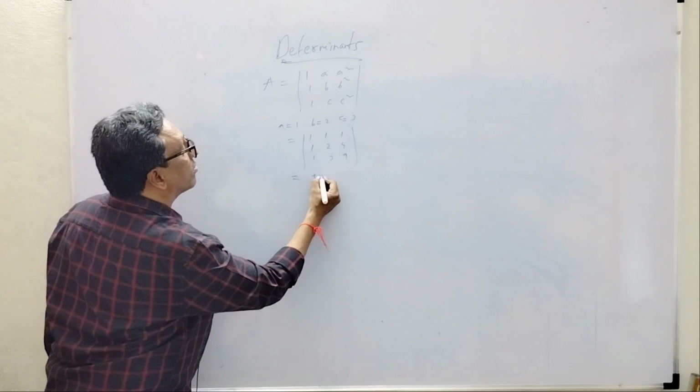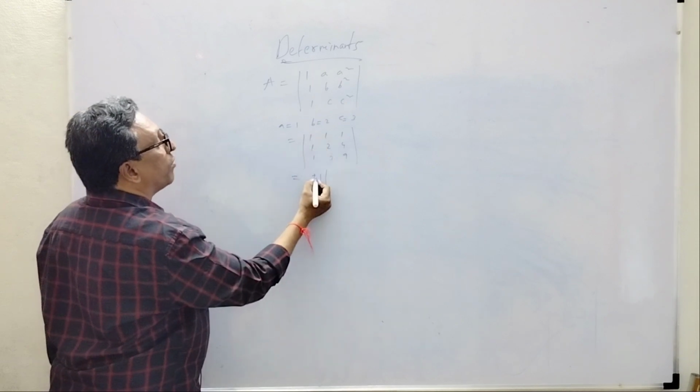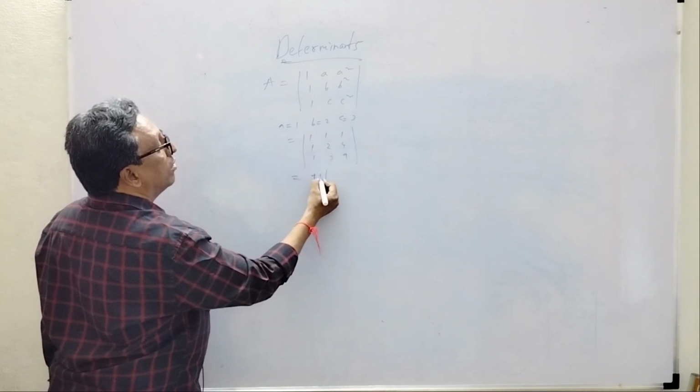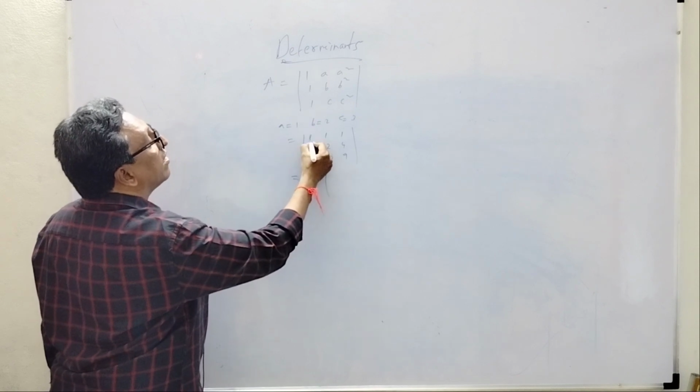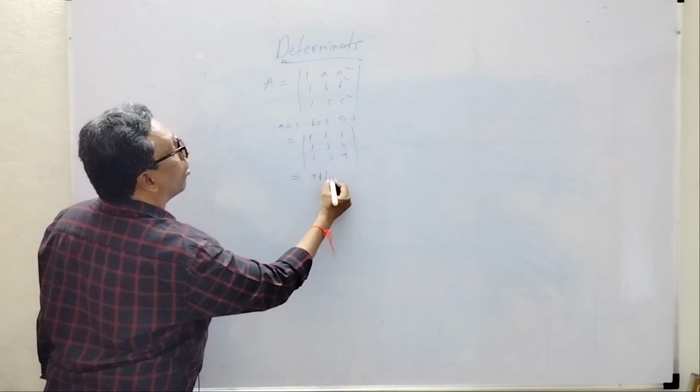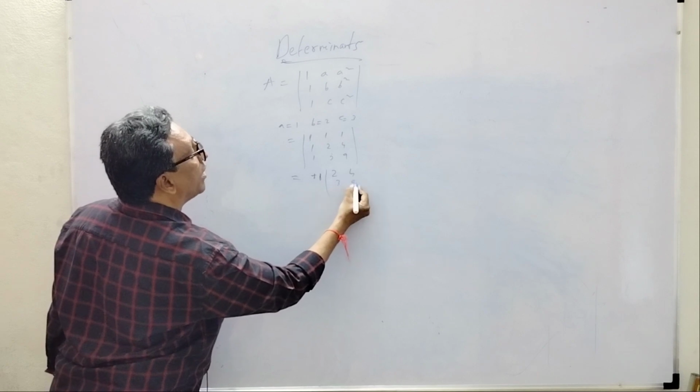So we will write first 1. This is first row, first column. We will take plus 1. After taking this number, you have to remove that row and that column. You will get 2, 4, 3, 9.